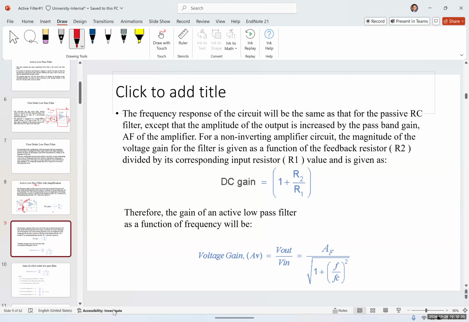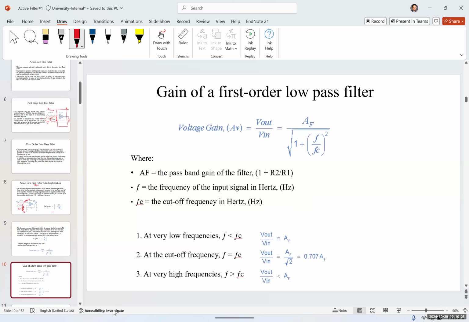It's also dependent on the frequency as well. So let's analyze this equation. They're going to be determined by this equation. In this equation, AF is the passband gain of the filter. In other words, it's the gain of the amplifier, which is 1 plus R2 over R1. F is the frequency of the input signal in hertz, and FC is the cutoff frequency in hertz.